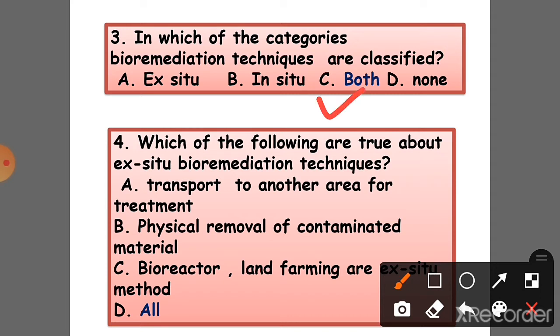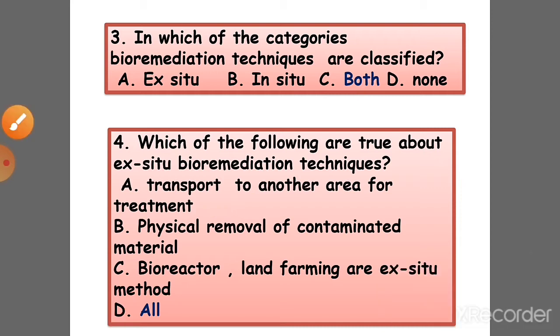Question 4. Which of the following are true about the ex situ bioremediation technique? Answer D. All. Transport to another area for treatment, physical removal of contaminated material, and bioreactor and land farming are ex situ methods. These are examples of ex situ methods.